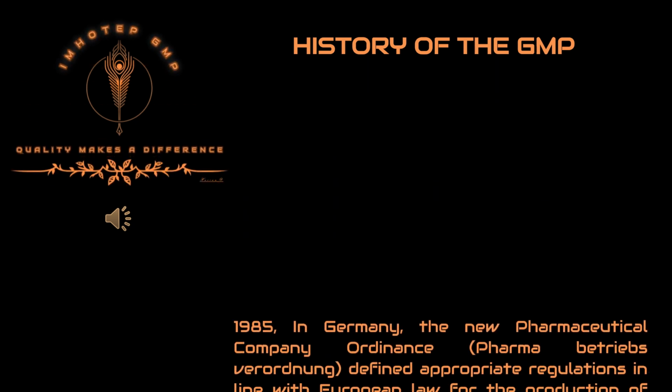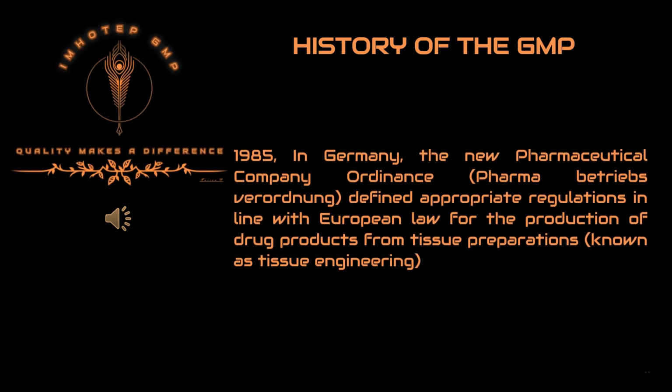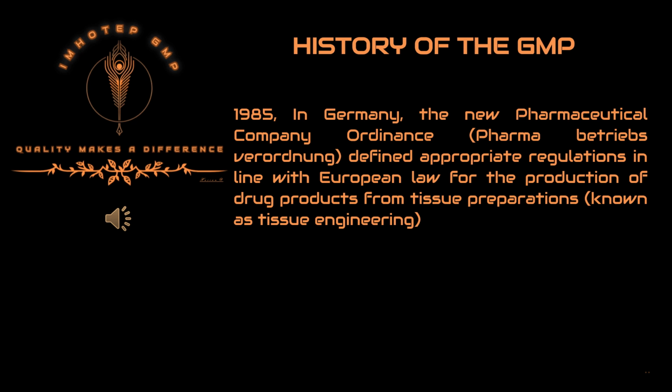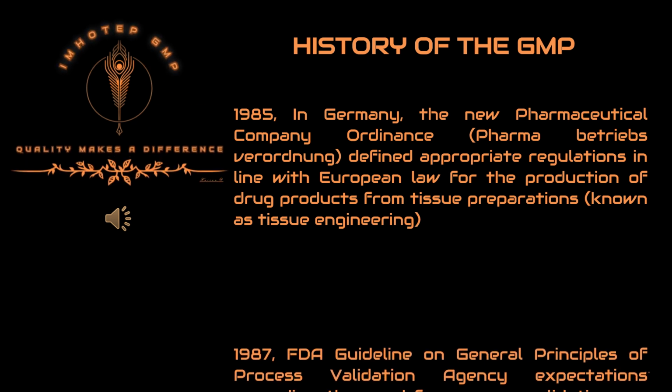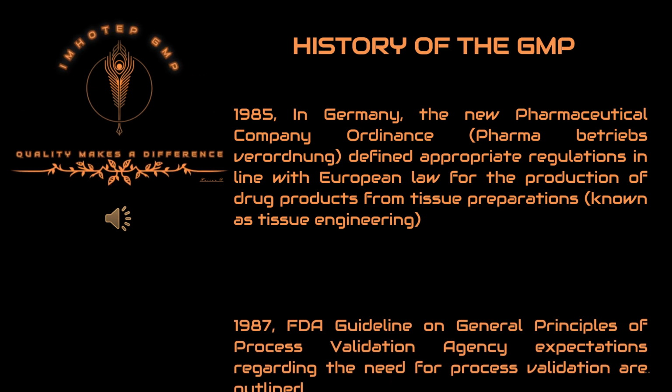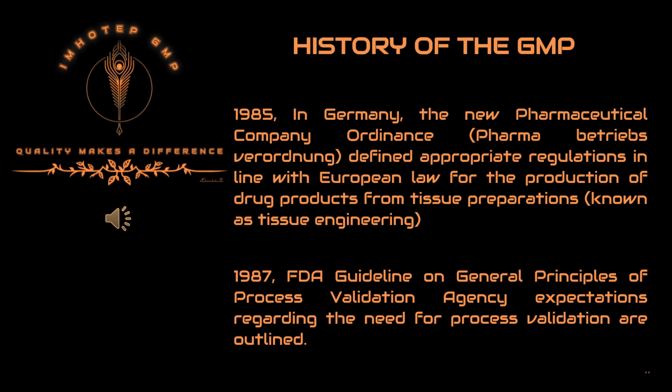1985. In Germany, the new Pharmaceutical Company Ordinance, Pharmabetriebsverordnung, defined appropriate regulations in line with European law for the production of drug products from tissue preparations, known as tissue engineering. 1987. FDA Guideline on General Principles of Process Validation. Agency expectations regarding the need for process validation are outlined.